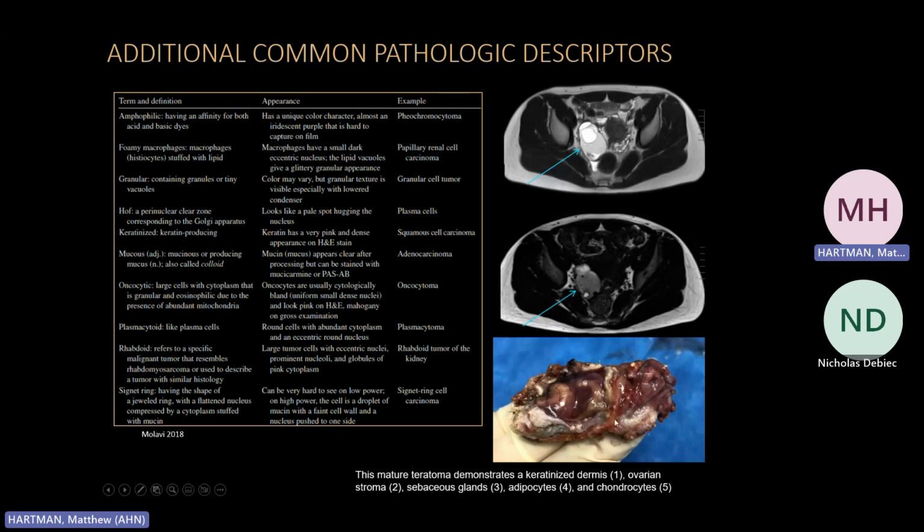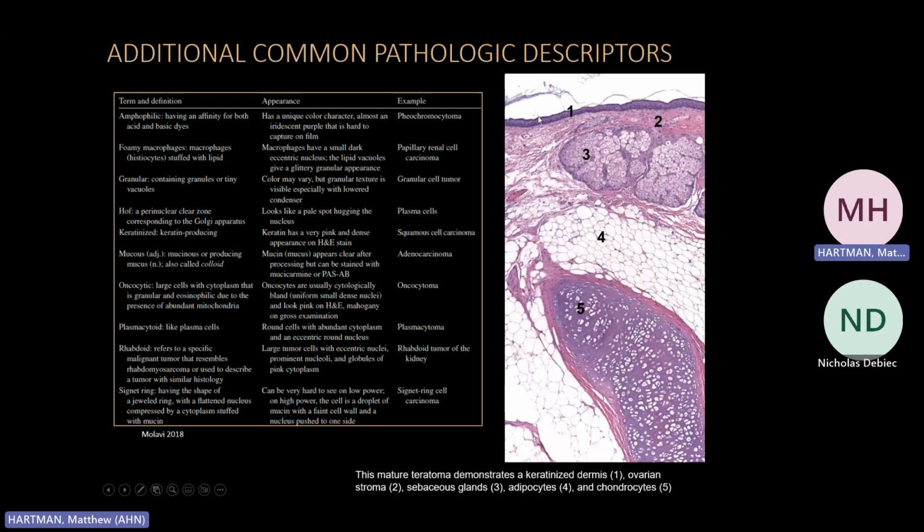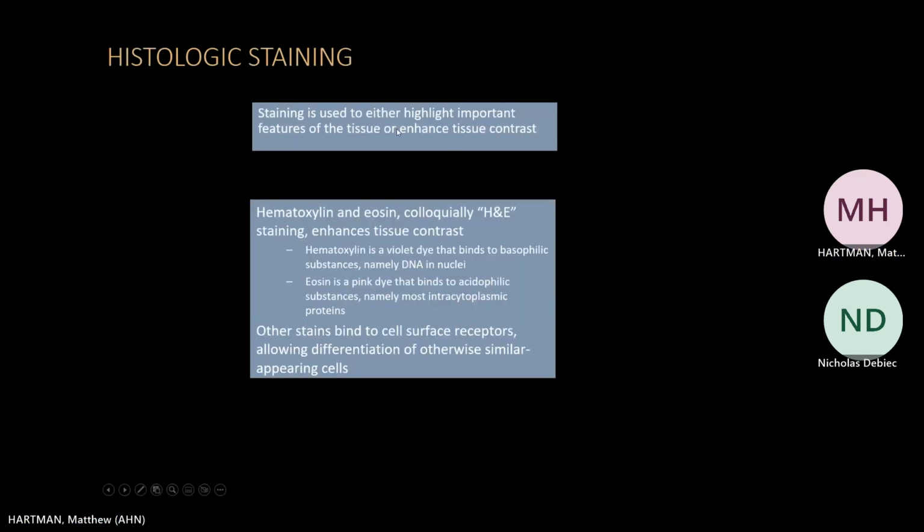Other descriptors. This is a great case of a dermoid which had keratin on it. And again, the dermoids make some of the best rad path cases. So those are always some of the students' favorite. So staining. This is the bread and butter for our pathology colleagues. We all remember the H&E stain.